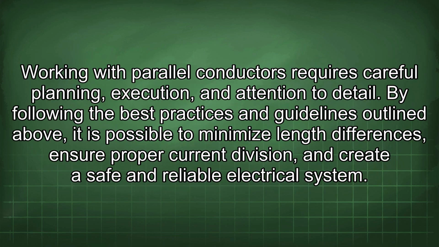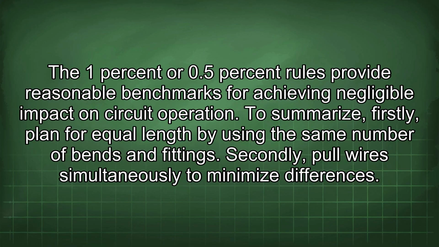Working with parallel conductors requires careful planning, execution, and attention to detail. By following the best practices and guidelines outlined above, it is possible to minimize length differences, ensure proper current division, and create a safe and reliable electrical system. The 1% or 0.5% rules provide reasonable benchmarks for achieving negligible impact on circuit operation.